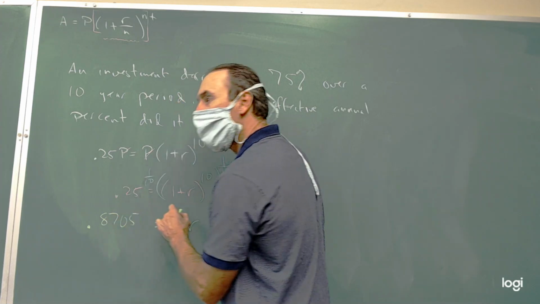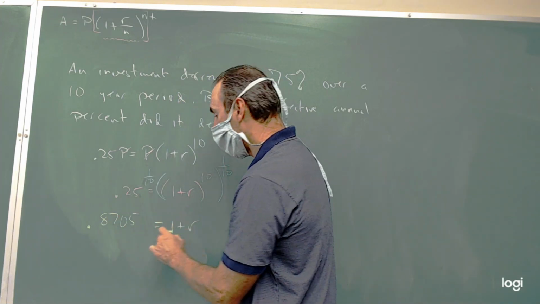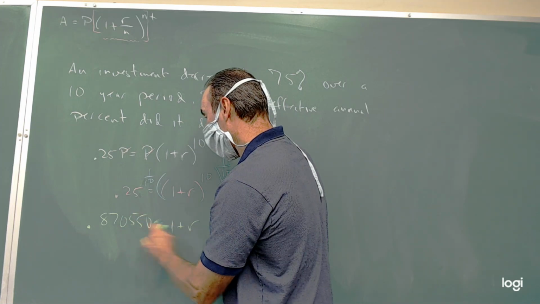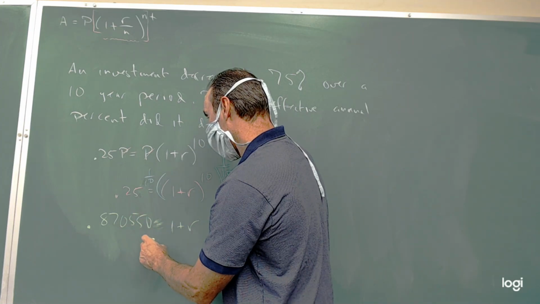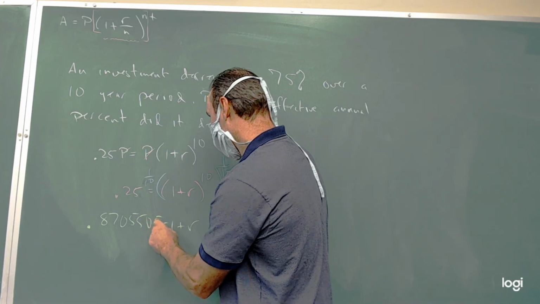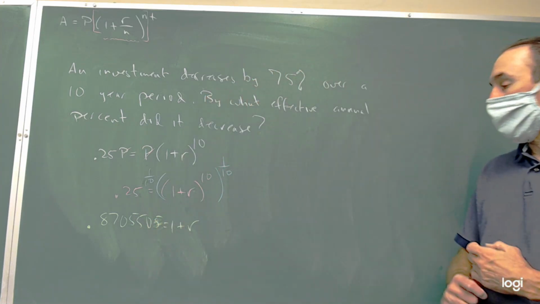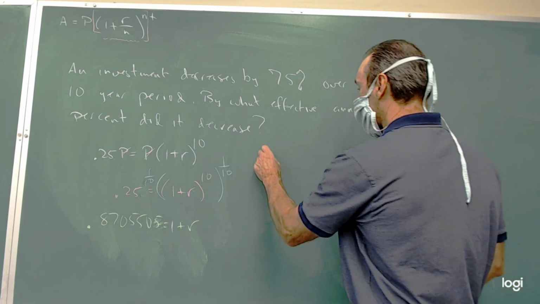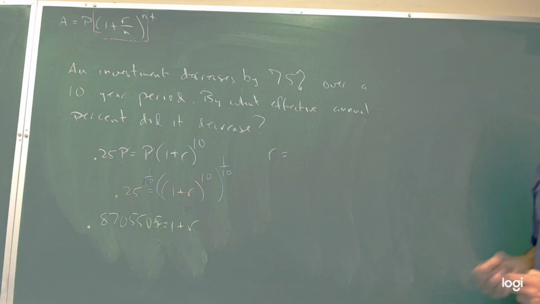Is that right? 0.8705 or whatever, something like that. Okay, we're agreeing there? Yeah. So then what do we do there? Subtract 1. So what did you get there?